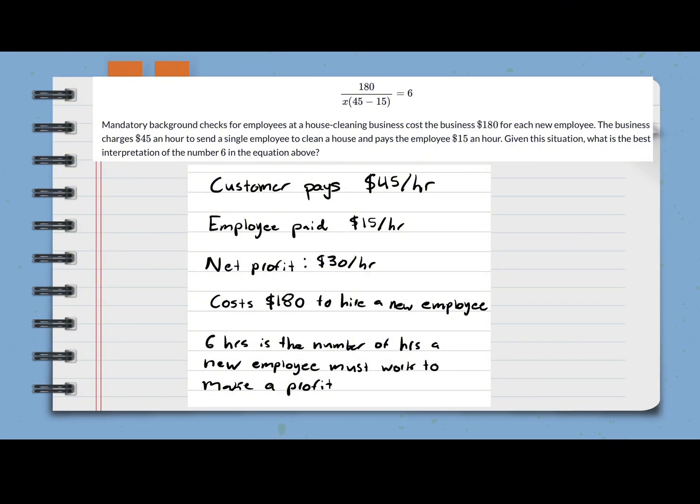So 6 hours is the number of hours a new employee must work to make the company profit. So that is what this 6 represents here, and we can tell based on this formula. So again, we have x, which is the number of hours they work, which is 45 minus 15, and we have to make that 6.